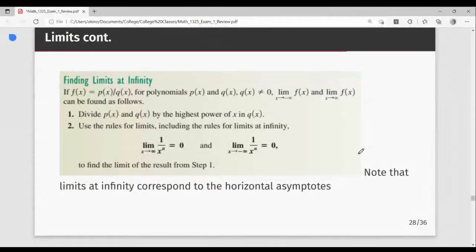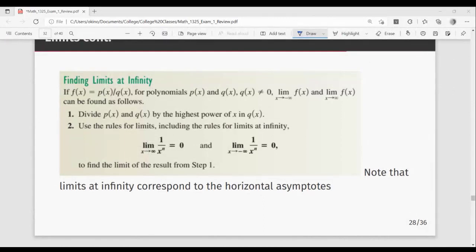All right, so now limits at infinity. Oh, does someone have a question? I was just going to ask, are you doing another session later? I do not believe so.